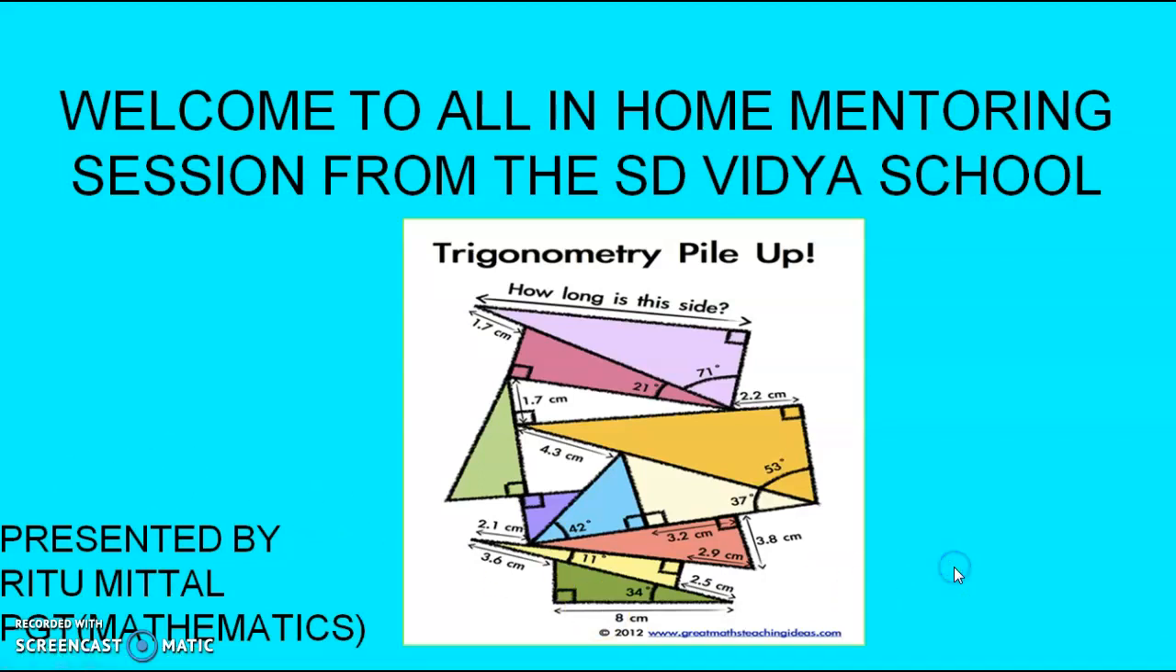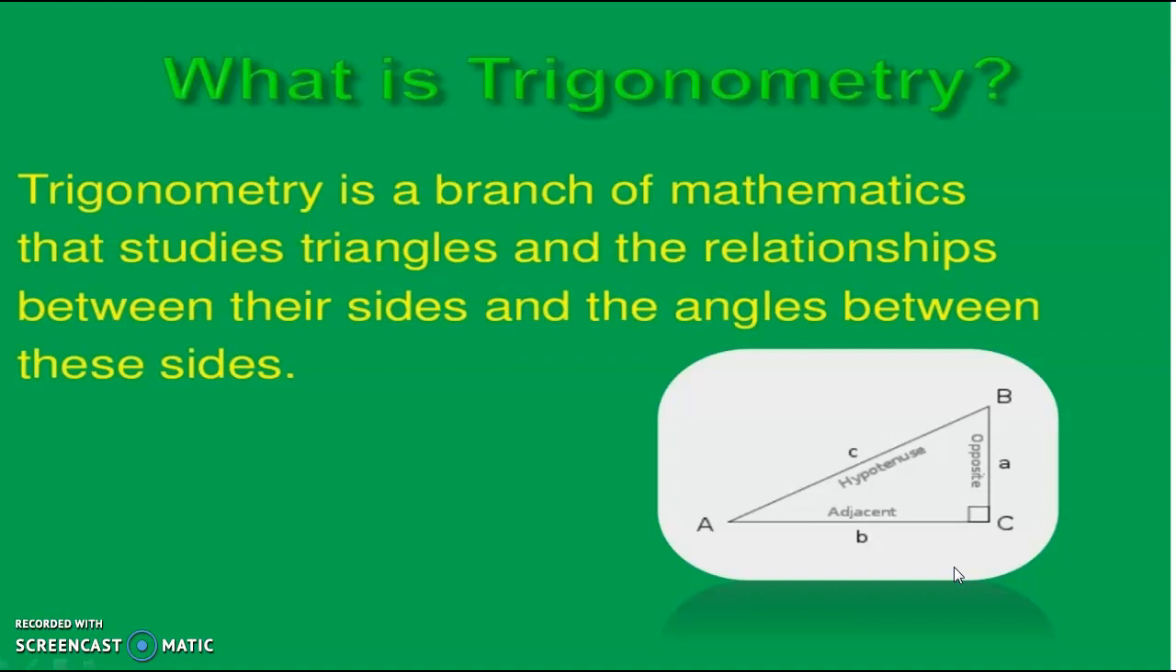But before starting that, let me start with the definition of trigonometry. First of all, what is trigonometry? Trigonometry is a branch of mathematics that studies triangles and the relationship between their sides and the angles between these sides. As I already told you the definition of trigonometry, let's once again do it.